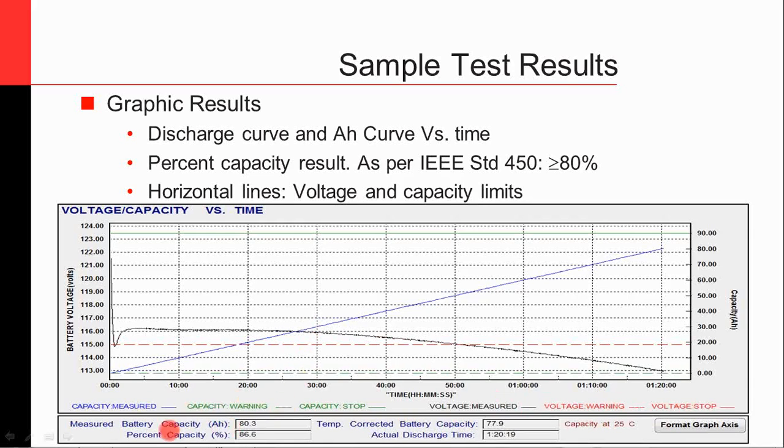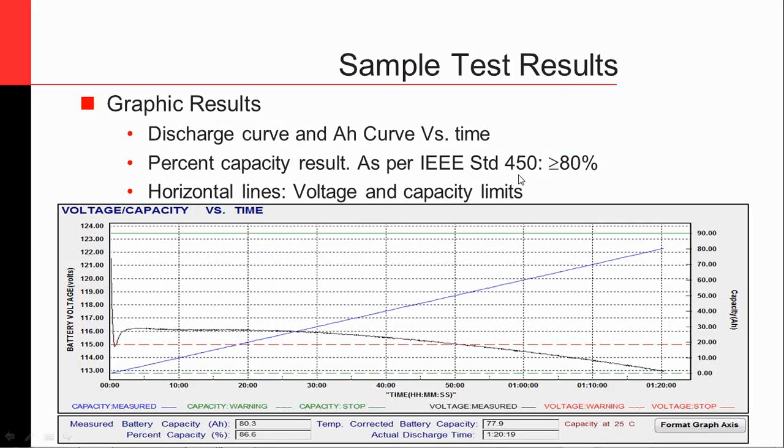And then you'll also see that we get our measured battery capacity. This was not done at 25 degrees C, so we had the temperature correction, which the software does automatically for you, as well as it automatically calculates the percent capacity. So this was the actual discharge time, 1 hour, 20 minutes, and 19 seconds. So that may have been based on a 1.5 hour rate. Passing, as I mentioned, is typically considered to be 80%.